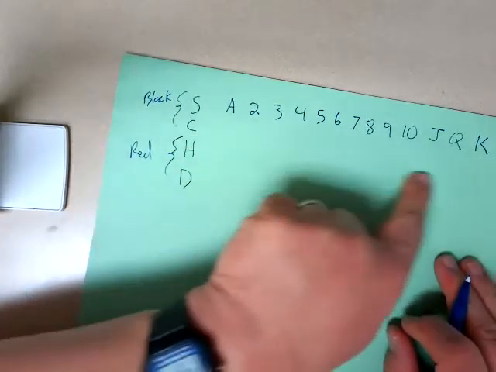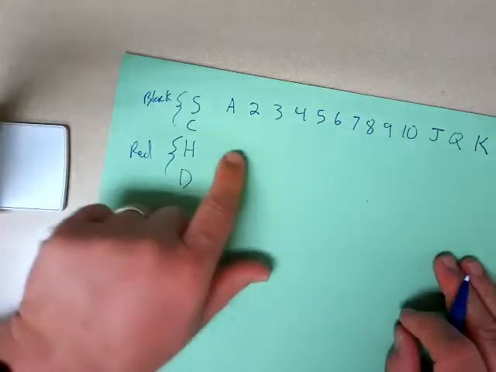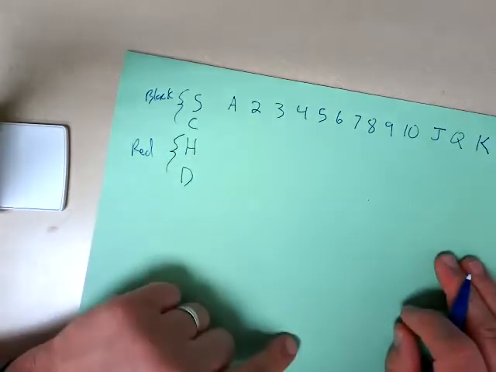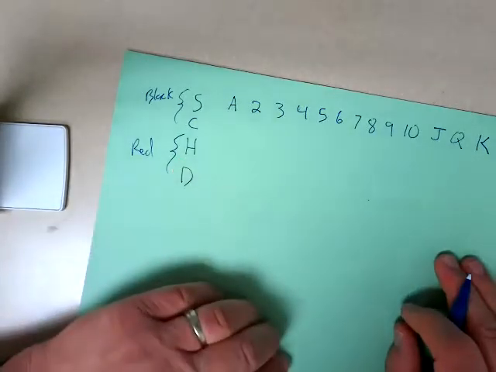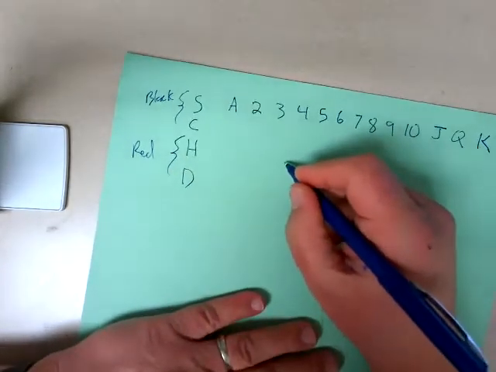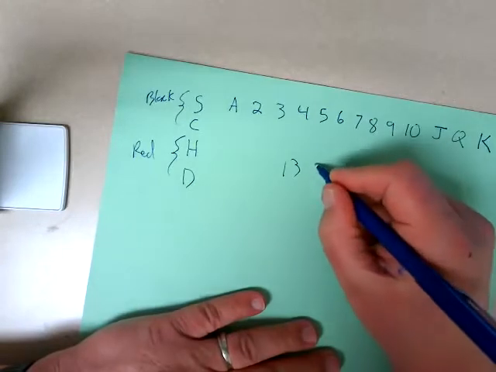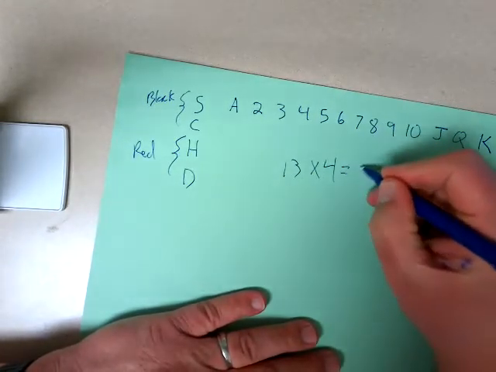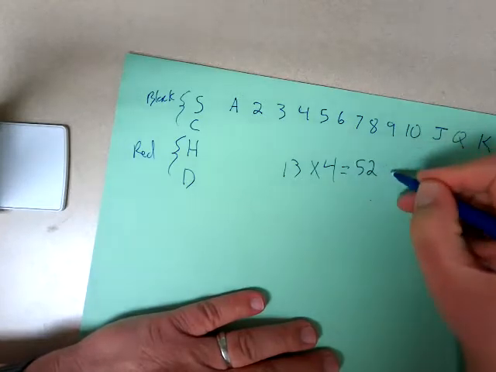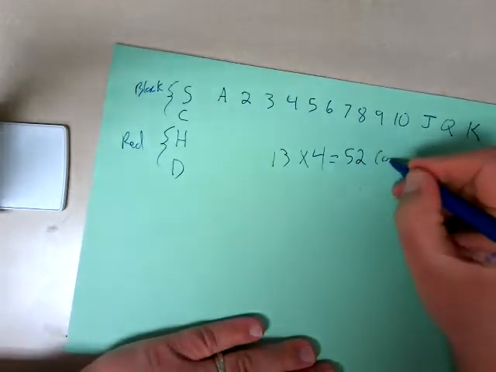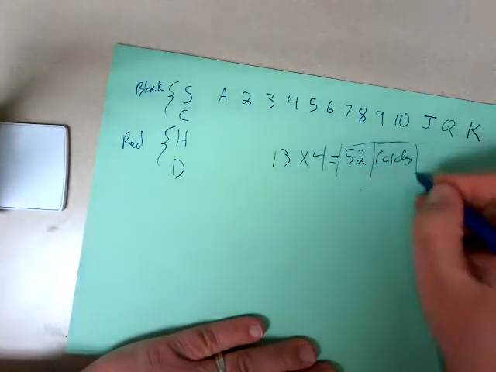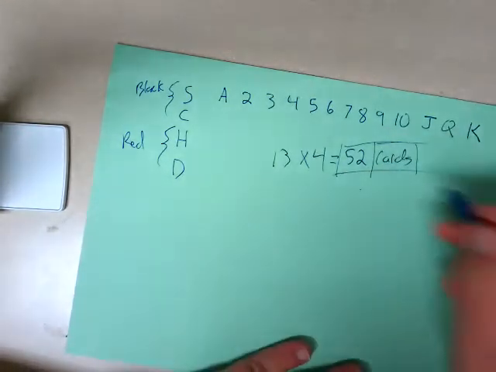And then each of these suits has the same 13 cards. It would be like ace of clubs, 2 of clubs, 3 of clubs, all the way up to king of clubs. Same with hearts, same with diamonds. And so there's 13 cards for each suit times 4 suits, and that would give you 52 cards in a deck total. 52 cards in a deck.